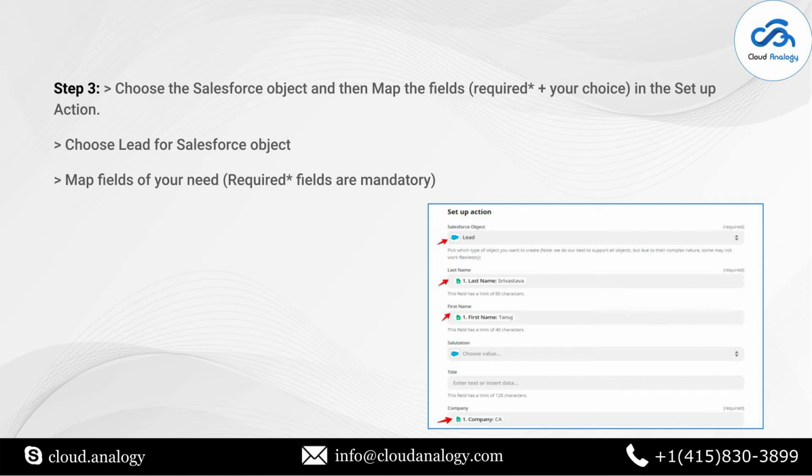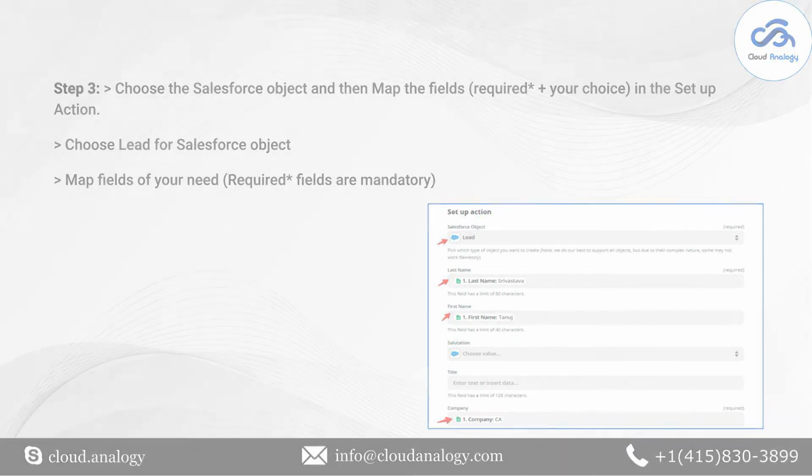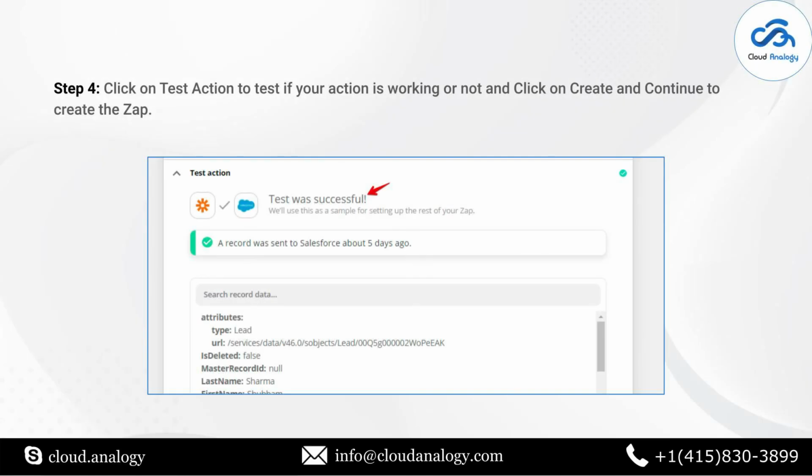Now, choose the Salesforce object and then map the fields in this setup action. After this, choose Lead for Salesforce object. Now, you have to map fields of your need. Once done, click on Test Action to test if your action is working or not, and click on Create and Continue to create the Zap.